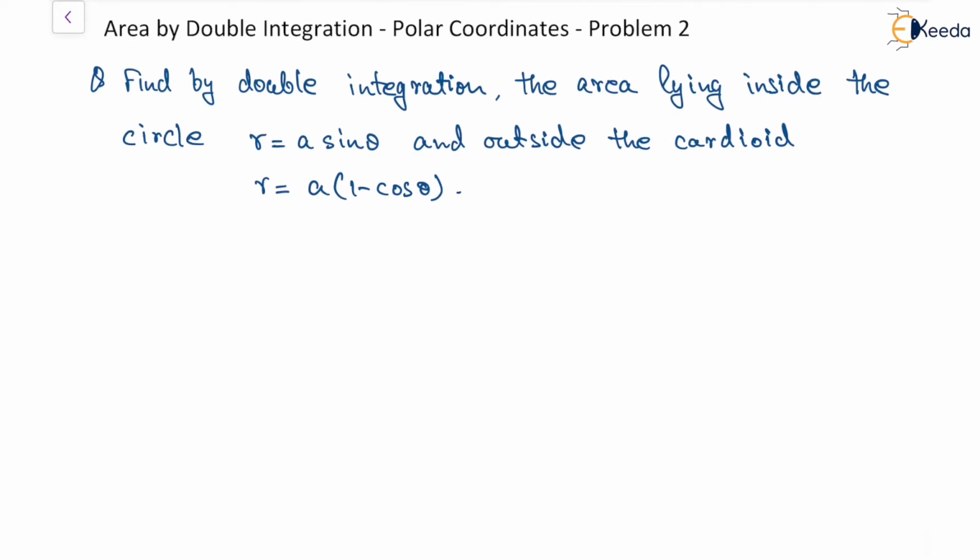First of all, of course, we can see that both the curves are polar curves. Curve 1 is a circle, which is r equal to a sine theta. Curve 2 is a cardioid, which is r equal to a times 1 minus cos theta. So let's try to understand the common or enclosed area here.